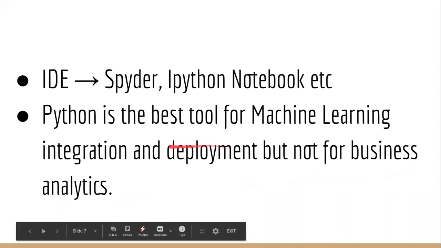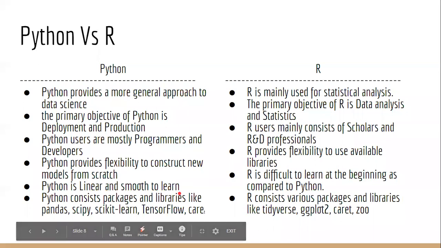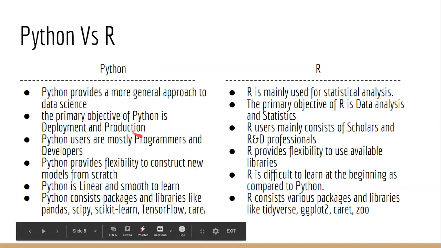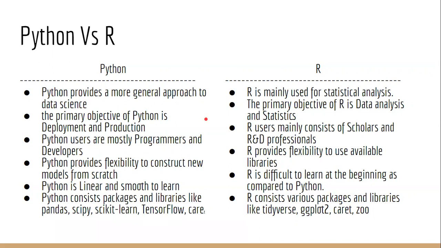Python is the best tool for machine learning integration and deployment, but not for business analytics. Here is another clue on which programming language you need to select, out of both Python or R. So now let's see the common differences between Python and R. Here I have listed a few bullet points, but these are not limited. Again, as I said, it all depends on your use cases and what problem you are going to solve. So these are just highlighted bullet points. Python provides a more general approach to data science.